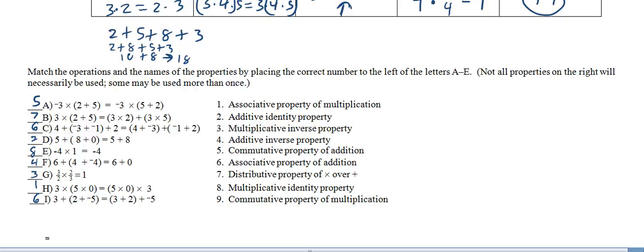So look at the rest. Number 7 is distributive. 6 is associative of addition. C, sorry, is associative. And if you look at the very bottom, it's also associative. Nothing moved, we're just associating.